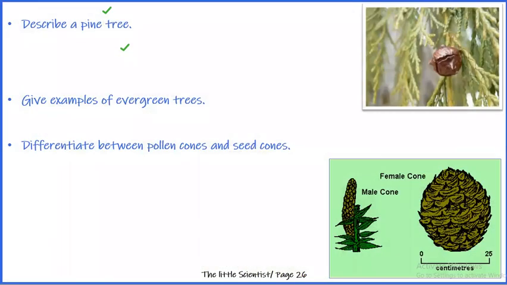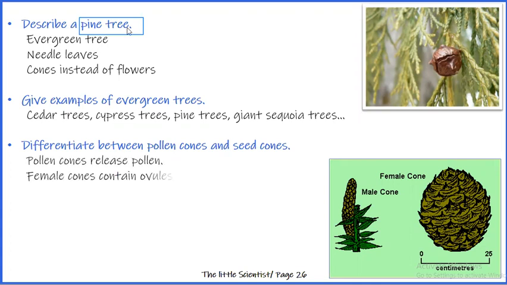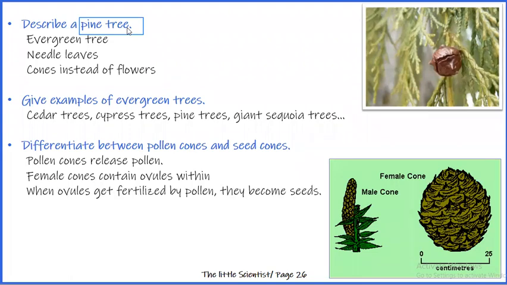A pine tree is an example of conifers, right? This means that the pine tree is evergreen. It grows needle-like leaves, and it grows cones instead of growing flowers. Other examples other than the pine trees: cedar trees, cypress trees, giant sequoia, redwood trees are all examples of conifers. There are two types of cones: pollen cones or male cones.